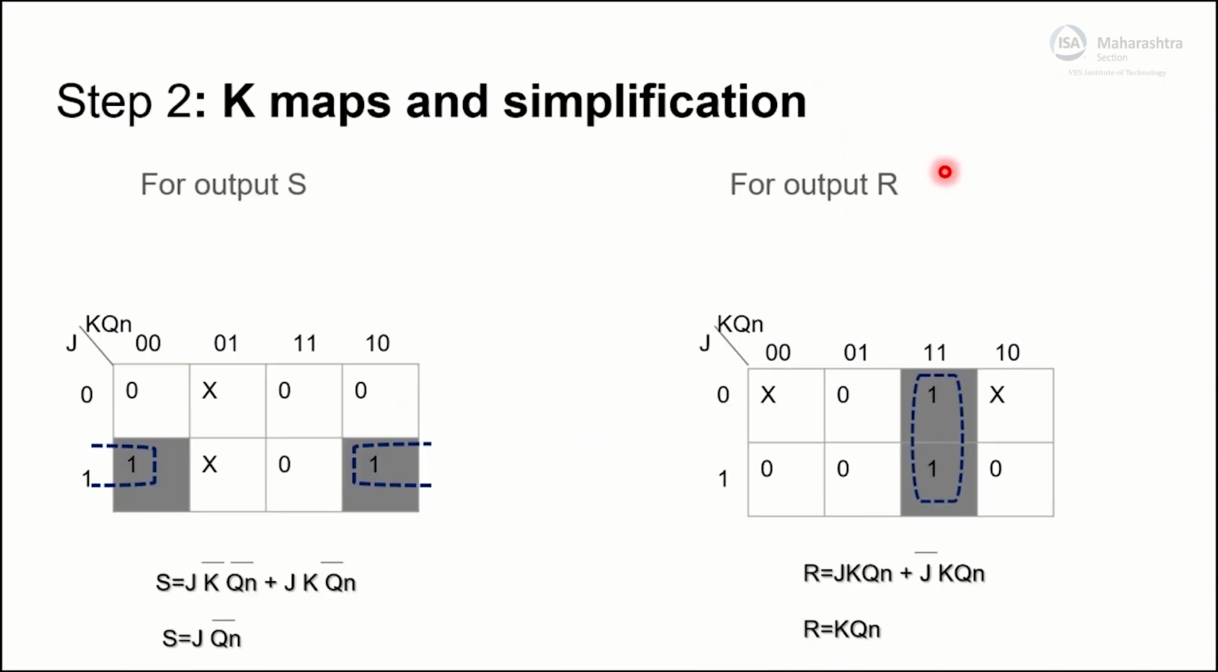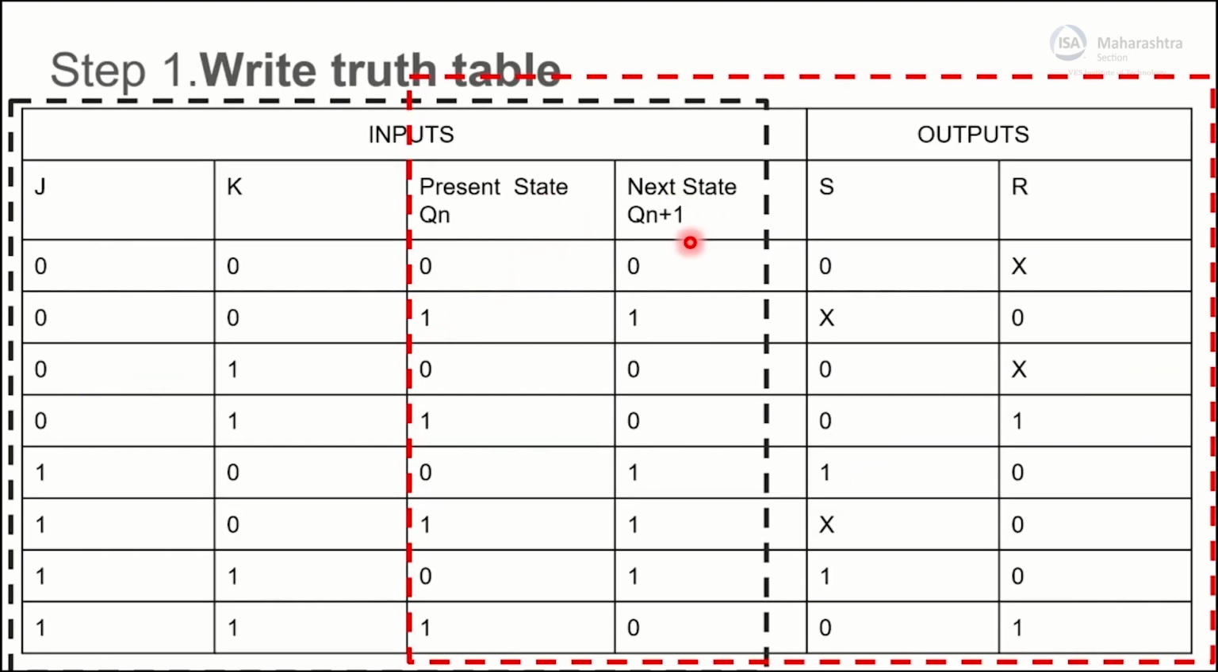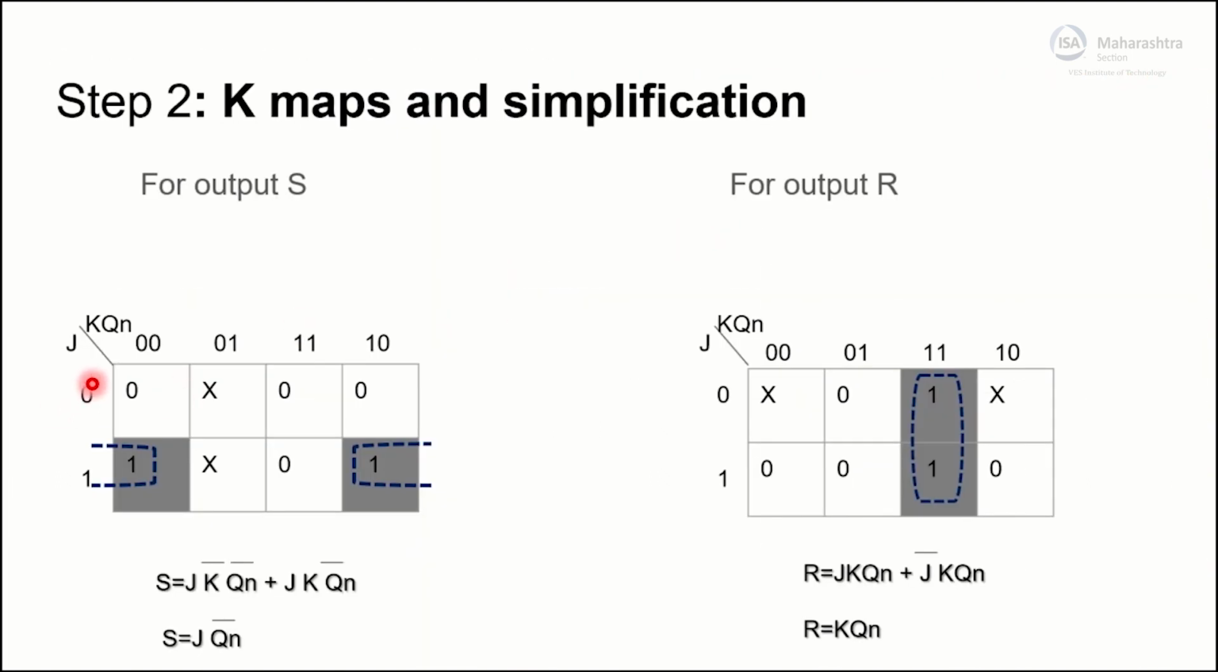Step 2 is to draw the K-map for our two outputs S and R. J, K, Qn. They are the three inputs. Qn plus 1 is just a next state. So it's not actually involved in our inputs. Now 3 variable. So we will draw 3 variable K-map and follow the sequence of gray code. What's gray code? See 0, 0, 0, 1, 1, 1, 1, 0. And for J 0, 1 we write outside the column.